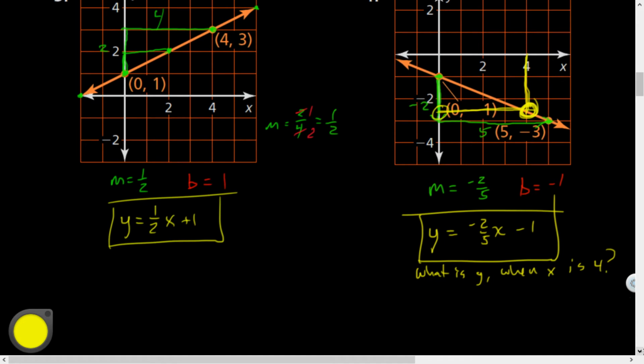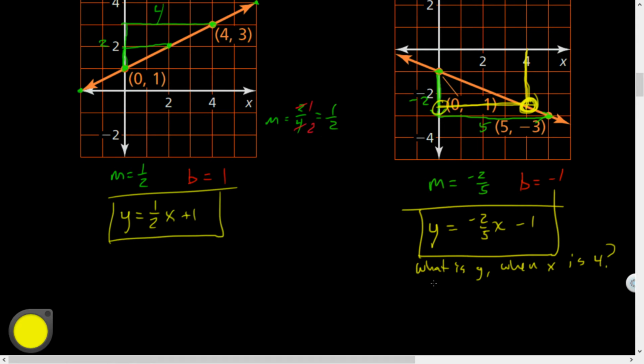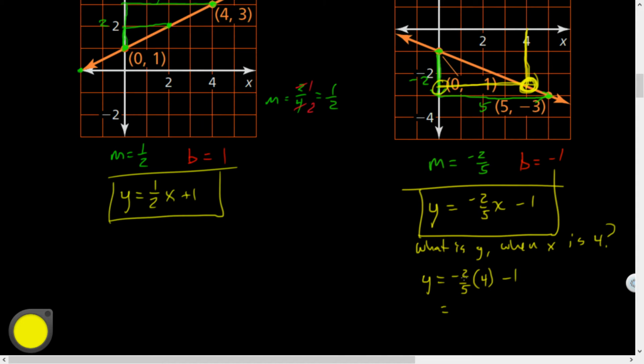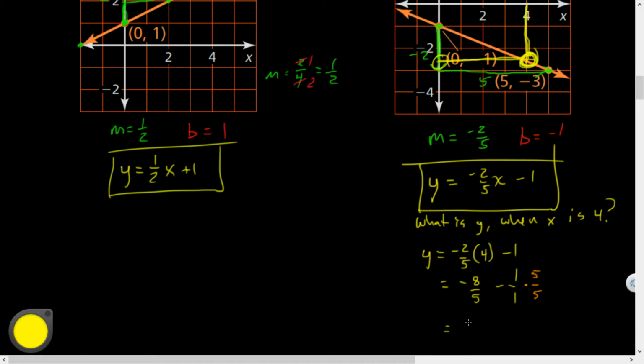But now that I have the equation, I actually could plug in 4 for x, right? I could actually say y equals -2/5 times 4 minus 1. Wow, this sure is going to be a fractionally problem here. -2 times 4 is -8/5. Minus 1, I'd have to find a common denominator with 5. So I'd multiply by 5 over 5. This is tricky. What do you guys think it's going to be here? So equals -8/5 minus 5/5. That's becoming more negative.